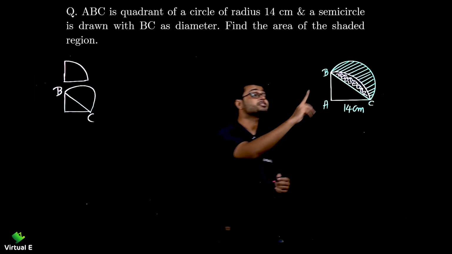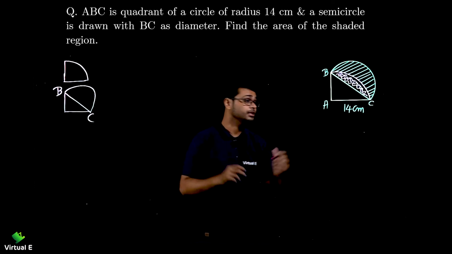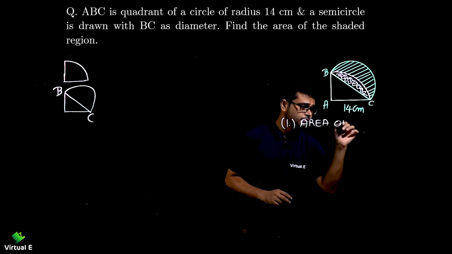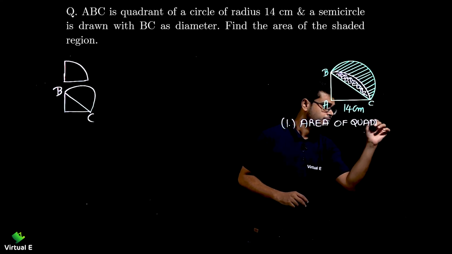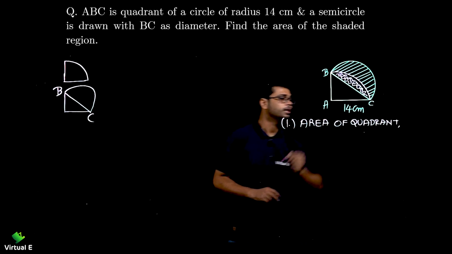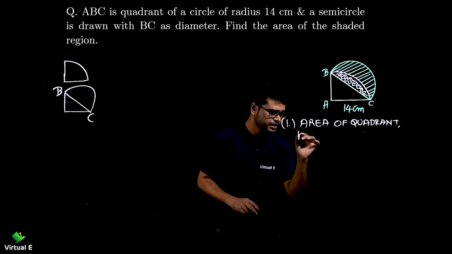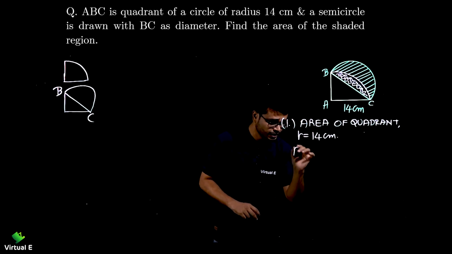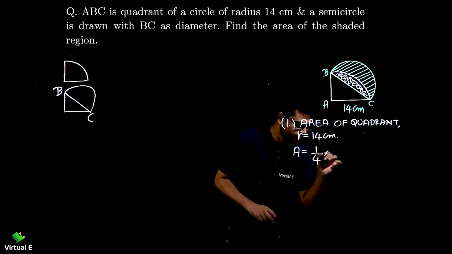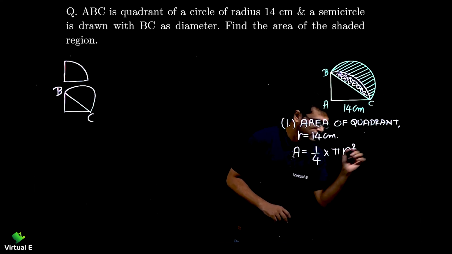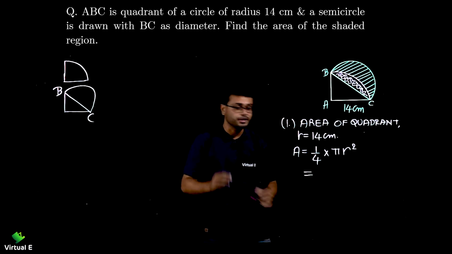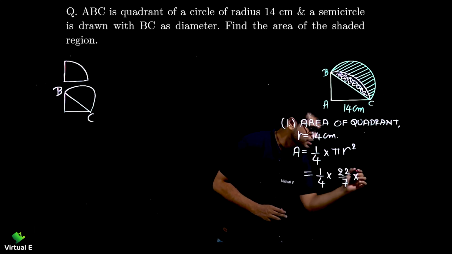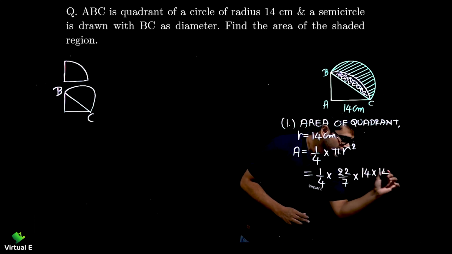Let's start. My first step is to find the area of the quadrant ABC. So first step, area of the quadrant. So what's the radius? First of all, see, it is given 14 centimeter. Do not miss important information. So area is 1 by 4 into pi r square. 1 by 4, why? Because it is a quadrant. So 1 by 4 as it is, pi 22 by 7, radius is 14 multiplied by 14.